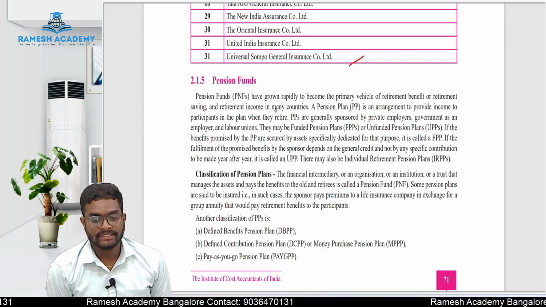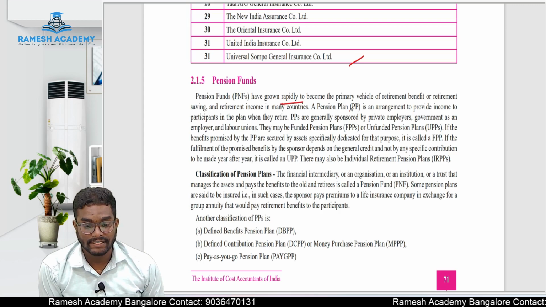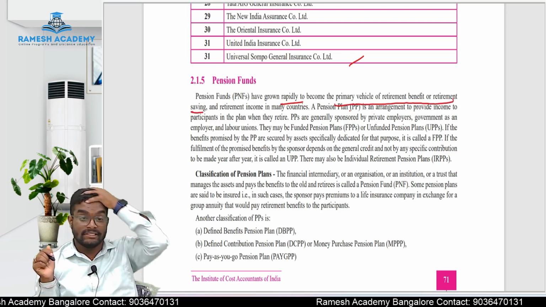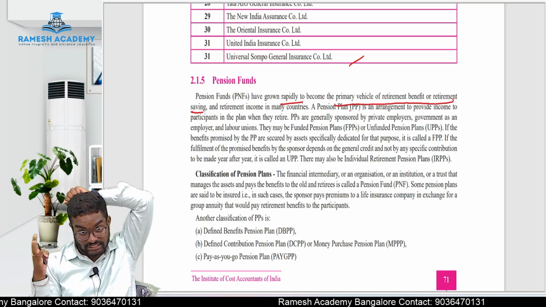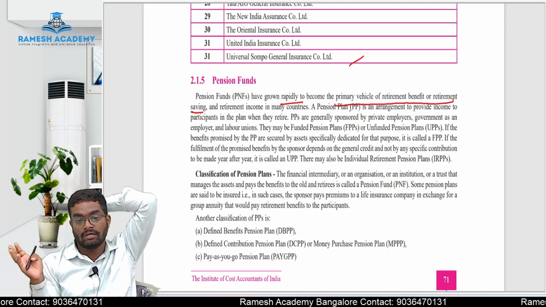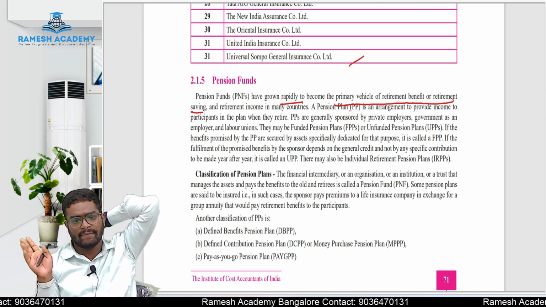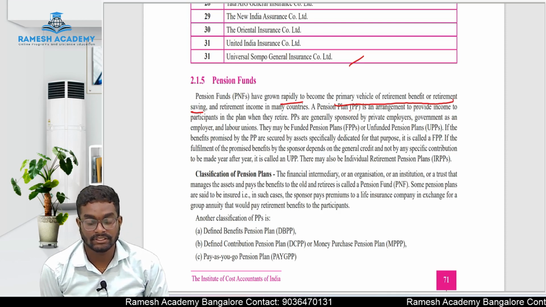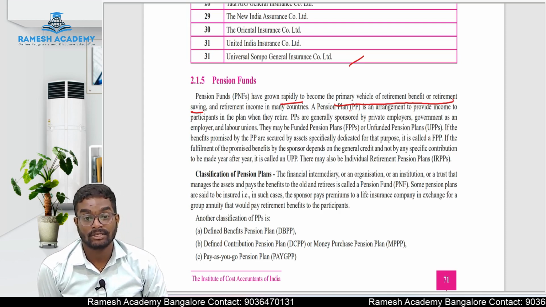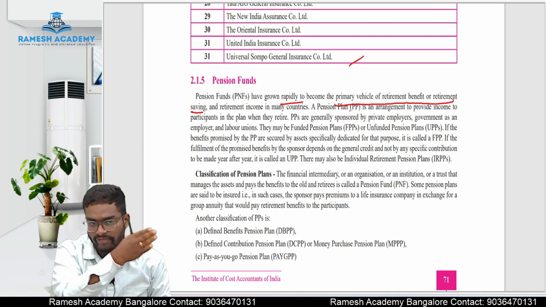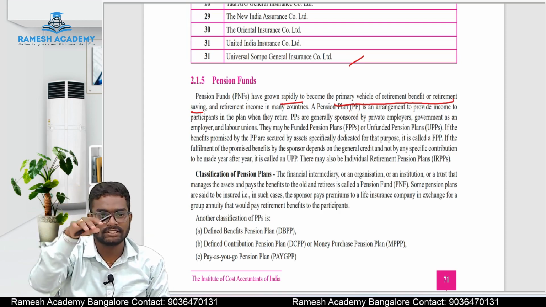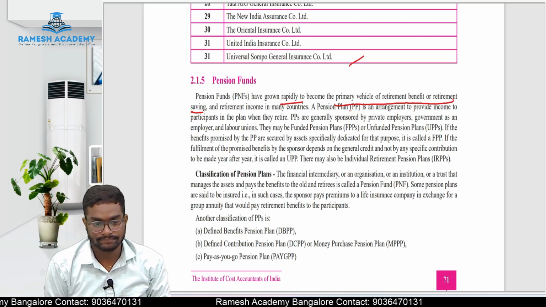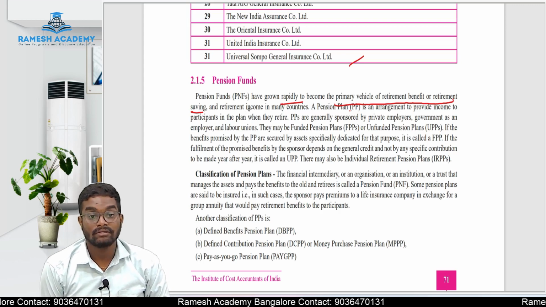So pension funds have now grown rapidly to become the primary vehicle for retirement benefit and retirement savings. Pension funds are very much increasing because after 60 years nowadays people won't have any income, so they'll take a retirement life and enjoy with the funds which come from the pension funds. So now LIC is also giving. Now we have Atal Pension Yojana, which is the national pension scheme. Now in NPS we will be depositing till the age of 60, and after 60 we will take a part amount as lump sum and take the remaining in the form of annuity or on a monthly basis.